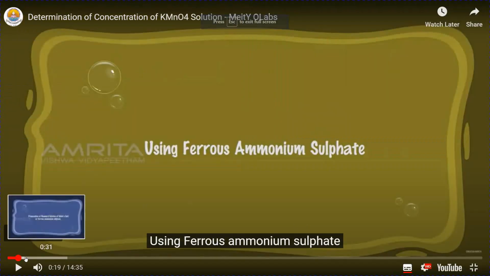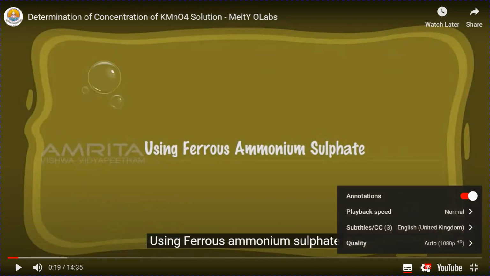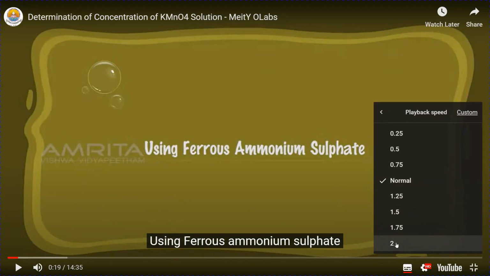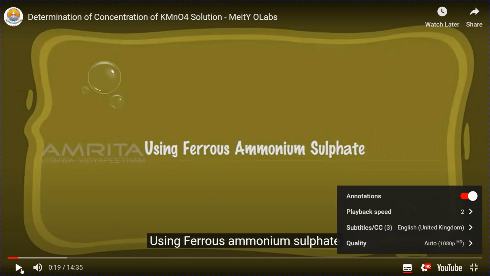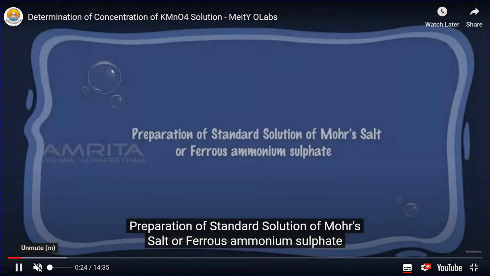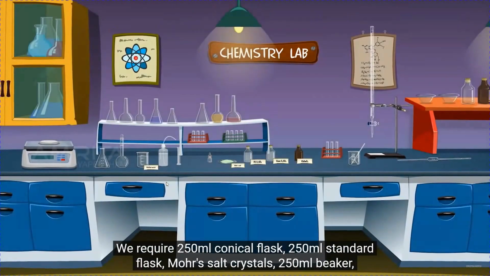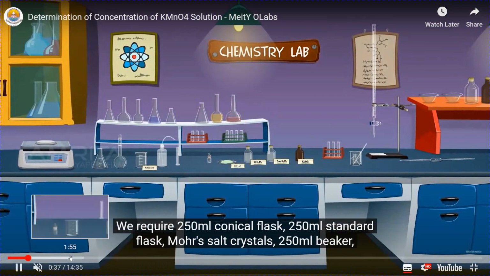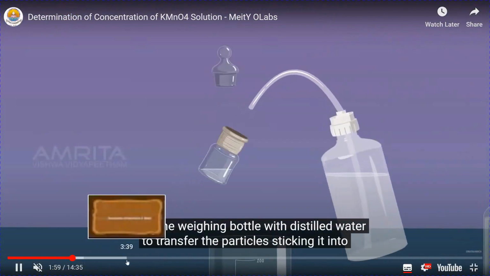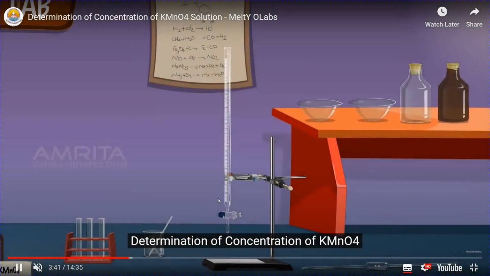Let me go through it in fast forward. The preparation of a standard solution of ferrous ammonium sulfate should be done by you. What are the things required further? It has been given here, and then the making of the solution is done here. And this is the actual procedure you have to do.